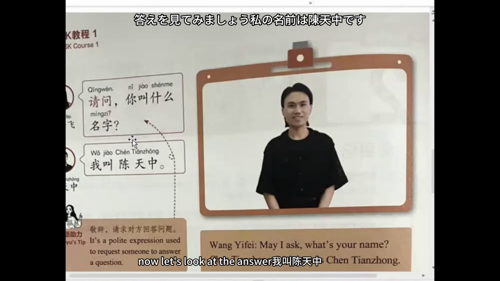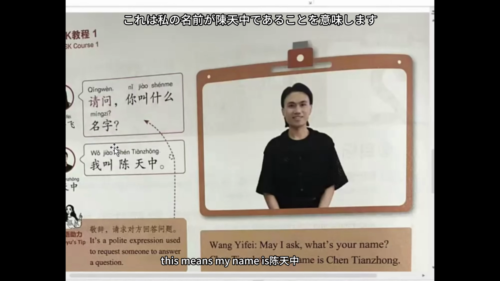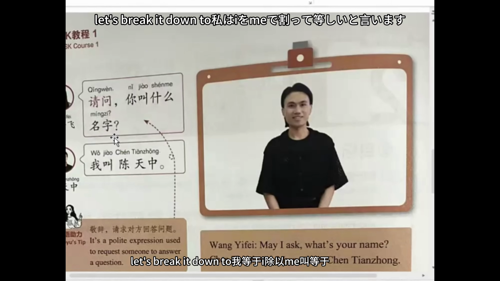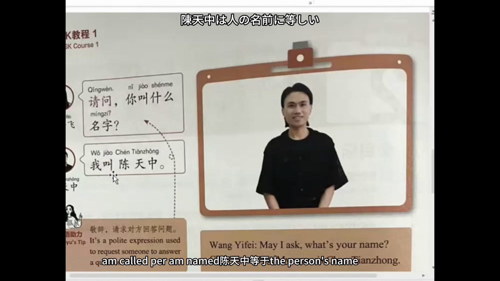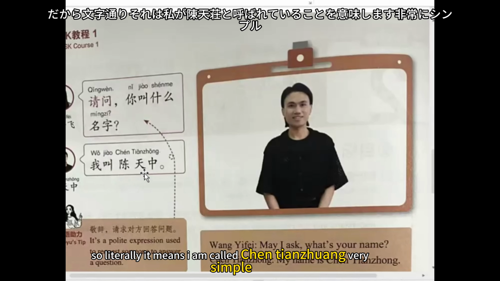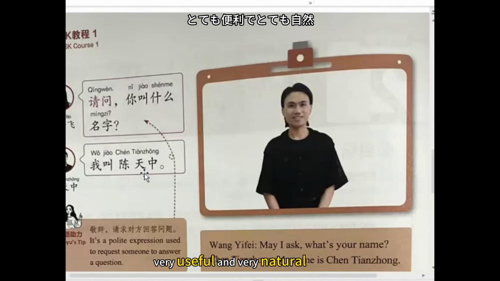Now let's look at the answer. 我叫陈天中. This means, my name is Chen Tianzhong. Let's break it down too. 我 equals I or me. 叫 equals am called, am named. 陈天中 equals the person's name. So literally, it means I am called Chen Tianzhong. Very simple, very useful, and very natural.